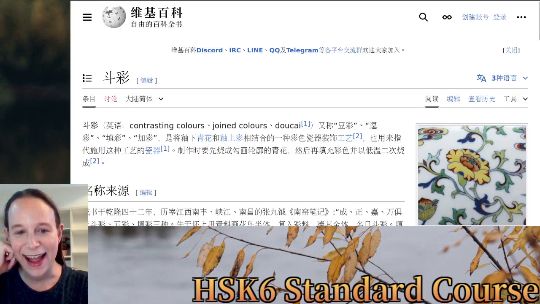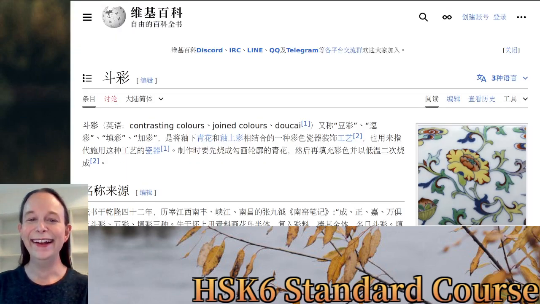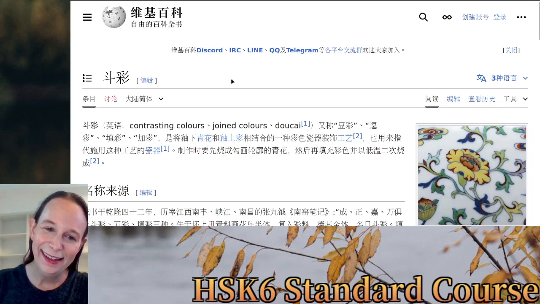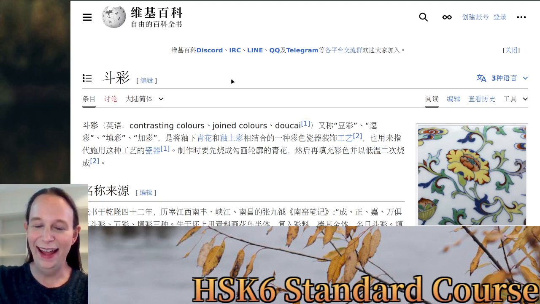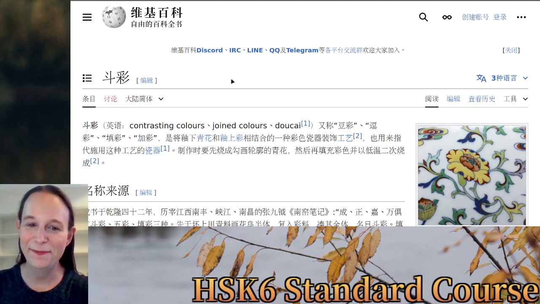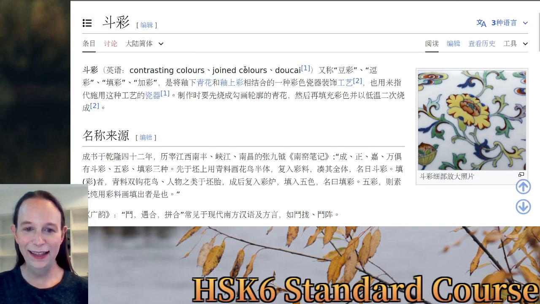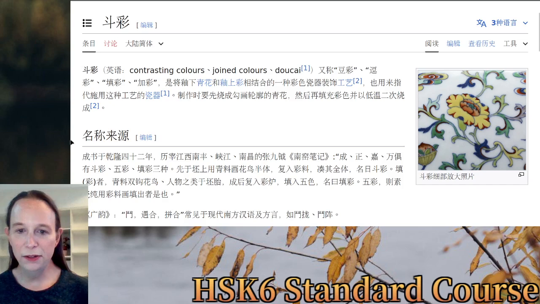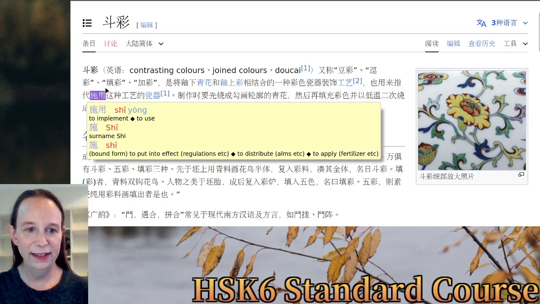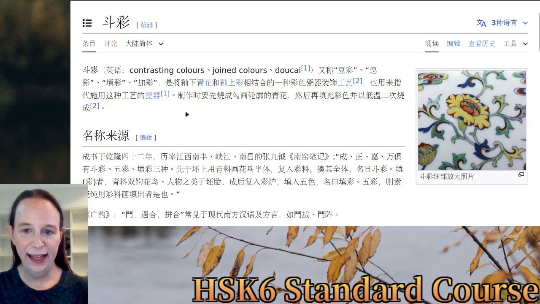If you're ever after a fun activity, I say fun, you can go to a Wikipedia page and compare the English version with the Chinese version. Sometimes they're not exactly the same. It's quite interesting.